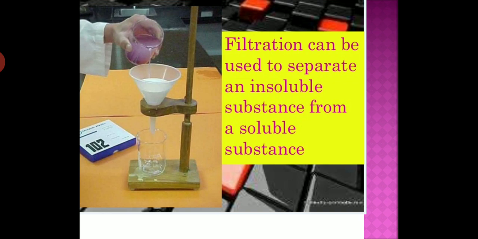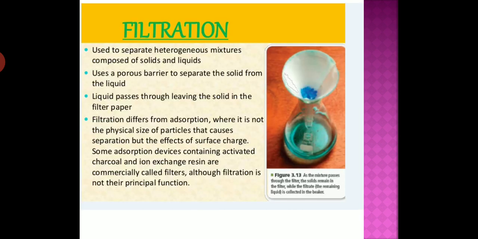The mixture is poured into the funnel slowly by the side of a glass rod. The liquid passes through the fine pores of the filter paper and is collected in a beaker, while the solid particles are blocked and collected on the filter paper. The filtered liquid is called the filtrate, and the solid particles collected on the filter paper are called residue. So a mixture of sand and water can be separated by this method.